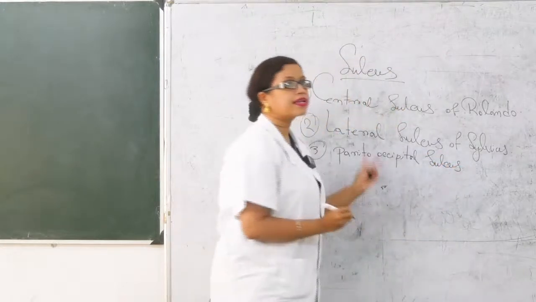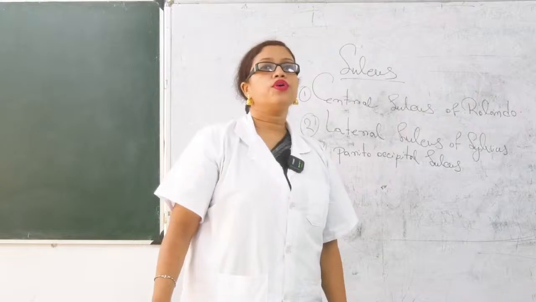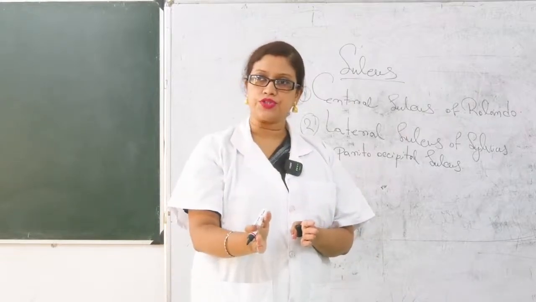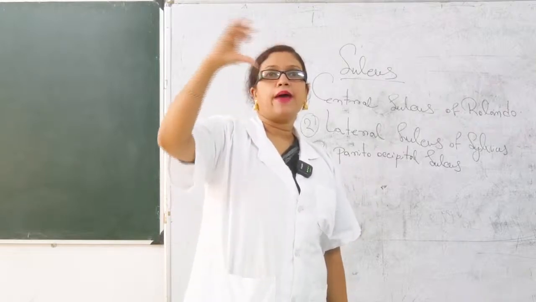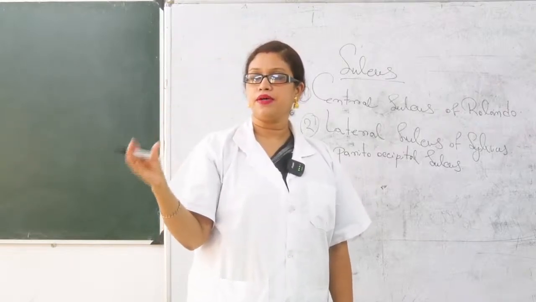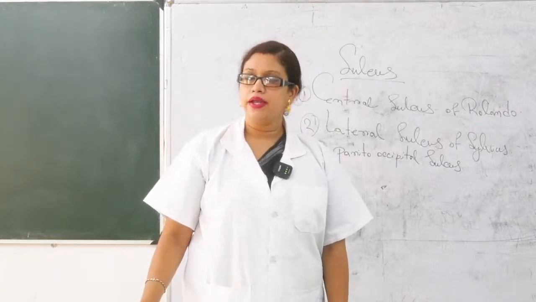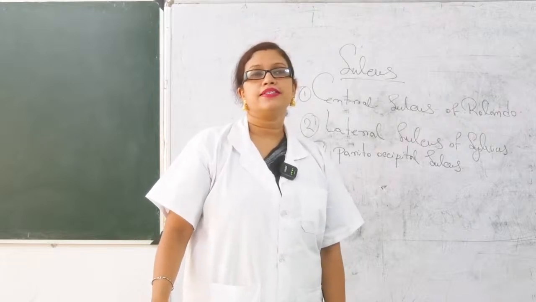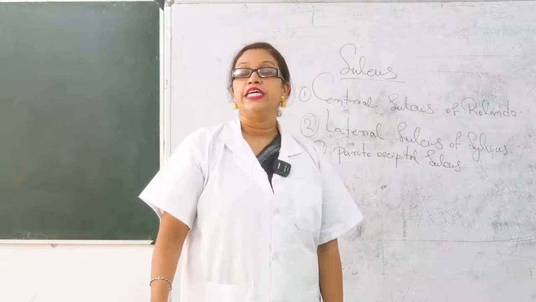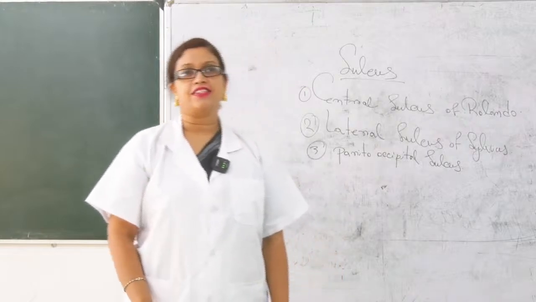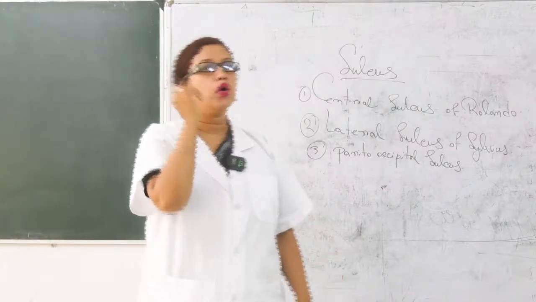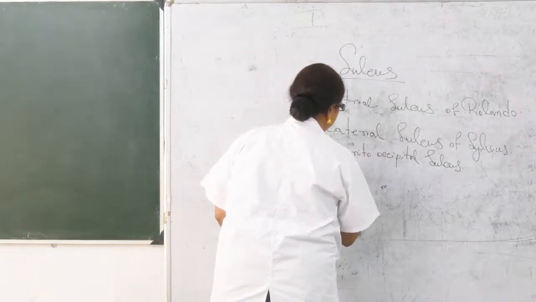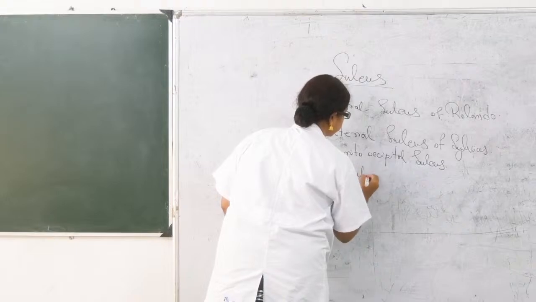What other sulcus will you find? Most important, if you do a hemisection of the brain, a sagittal section separating the two hemispheres, which part will you get? Above is the cerebral parenchyma, in between you will get the corpus callosum, right? Just above the corpus callosum we have the cingulate sulcus. So the fourth, very much important one, is the cingulate sulcus.